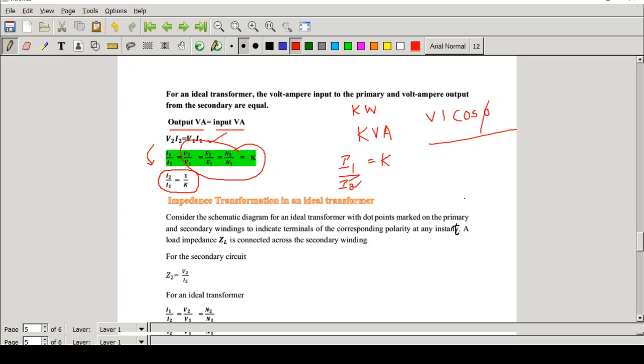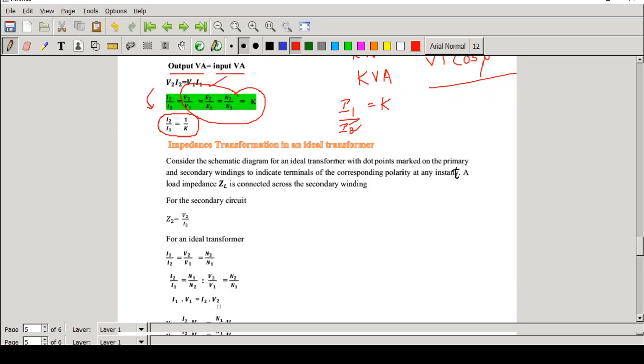You can take it as N2 by N1, V2 by V1, E2 by E1, or I1 by I2. Okay. Next, we will see about impedance transformation in an ideal transformer. Already we learned how we relate V1, the input, and V2, the output. That is V2 by V1 is equal to K. That means you can write V2 is equal to K into V1.